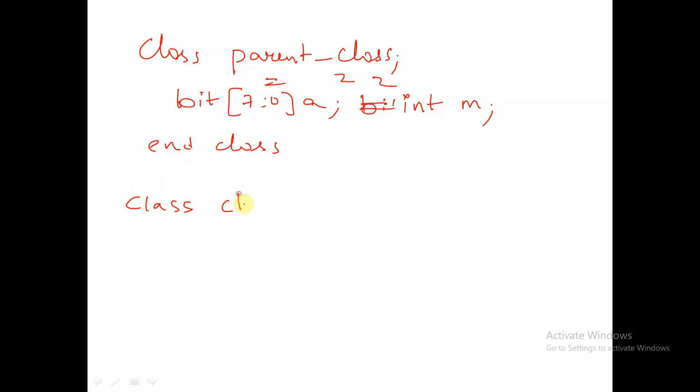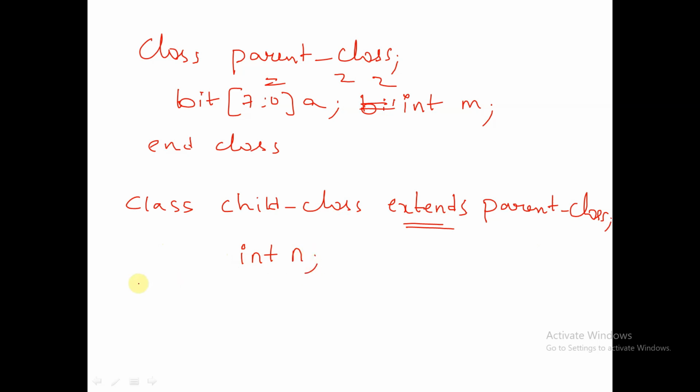So the child class name, child_class, extends. So I should use the keyword extends. This is a keyword which I am going to use to create a child class from my parent class. This is parent_class, and I'm going to declare one more property in my child class called n, and ending the class. So what happens? There are two classes formed, parent_class and child_class, and this child class is derived from my parent class.